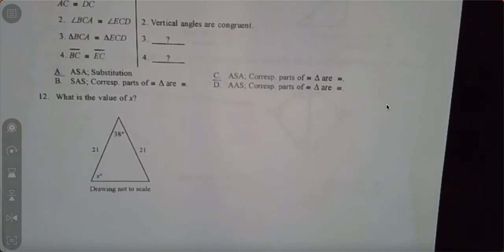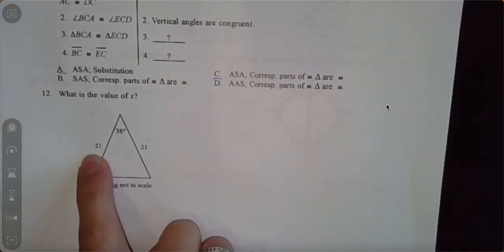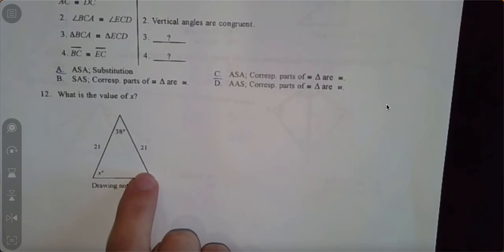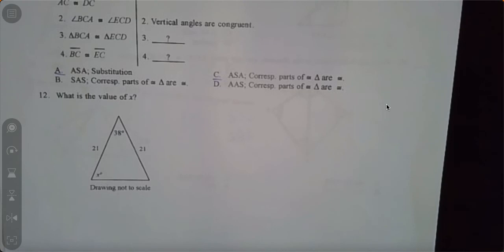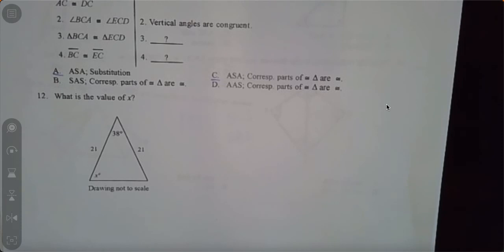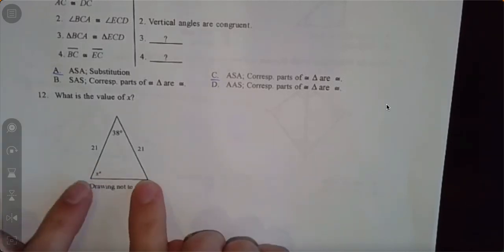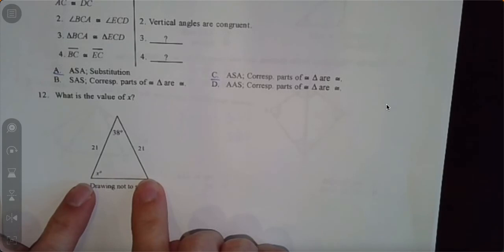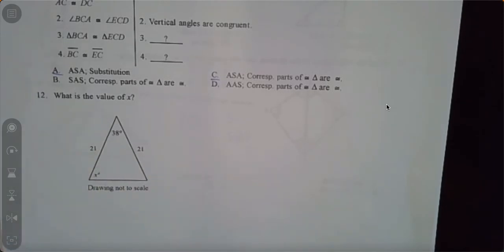All right, number 12. What's the value of X? The key here, if I know this is 21 and this is 21, what do I know about these two angles? They're equal. So I'm going to take 180 because 3 angles in a triangle always add to 180. I would take 180 minus 38, and what is that? Is that like 142? So then what's 142 divided by my 2 angles? 71. So each of those angles is 71.